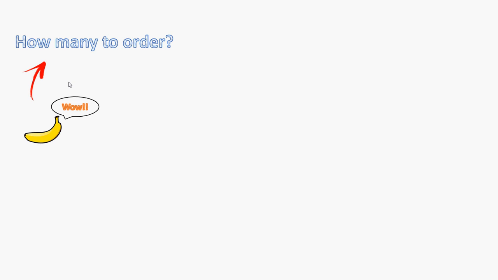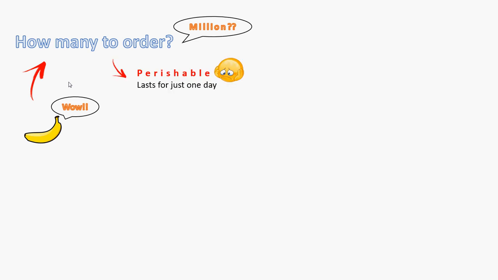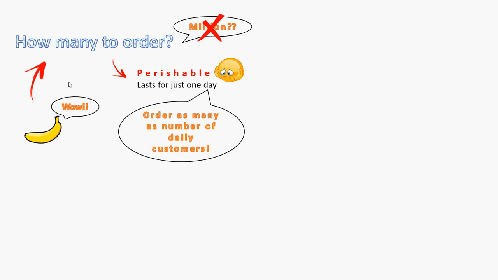And the first obvious answer is, yeah, maybe a million, billion, because the more we order, the more we can sell and the more money we can make. But what if I tell you that the product is perishable? It lasts for just one day, and after that, it spoils. It's not useful. It's not sellable. Huh. Well, so the obvious solution to this would be that we cannot order a million products, but we order as many as the daily number of customers.